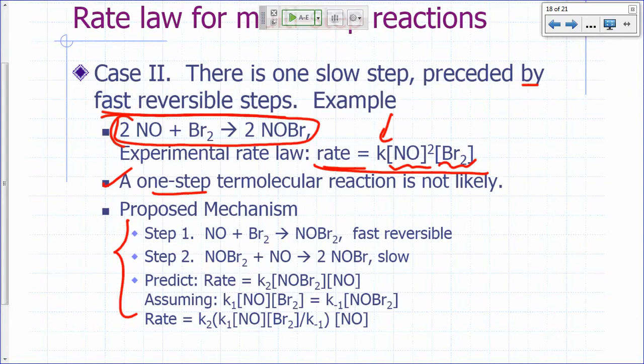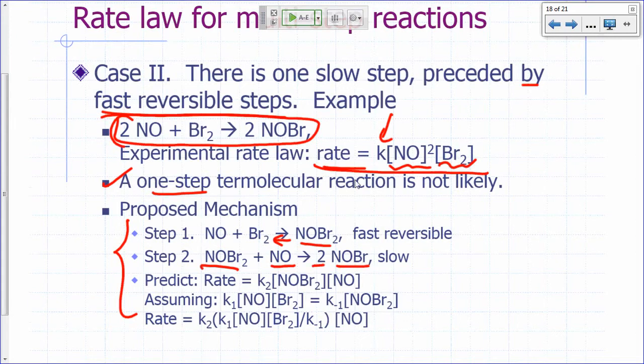So here's your first step. It's fast and reversible, so I really should be drawing two arrows there. In the first step, an NO collides with the Br2, and they get stuck to form NOBr2. That's reversible, which means the NOBr2 could also split up to give you back NO plus Br2. Then in step 2, your NOBr2 collides with another NO and gives you two NOBr, which are your products.